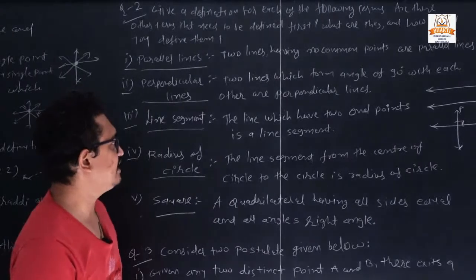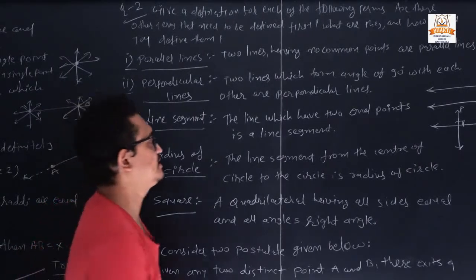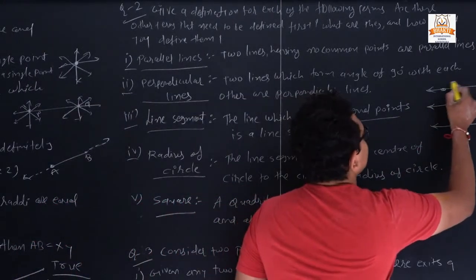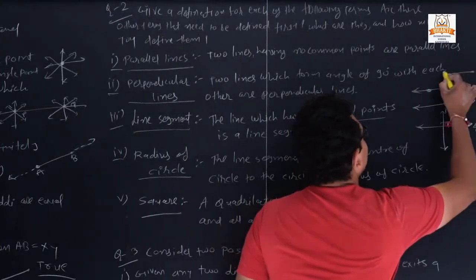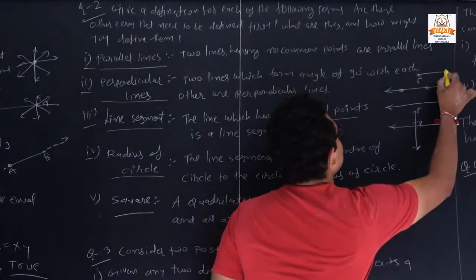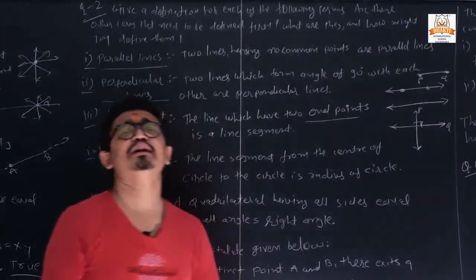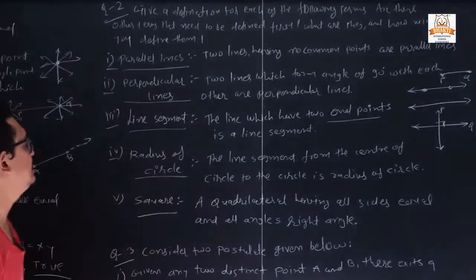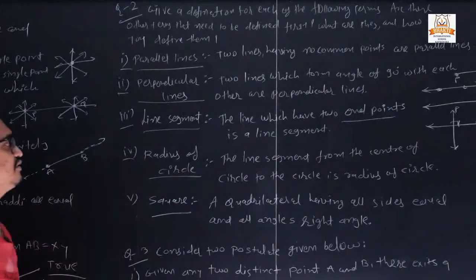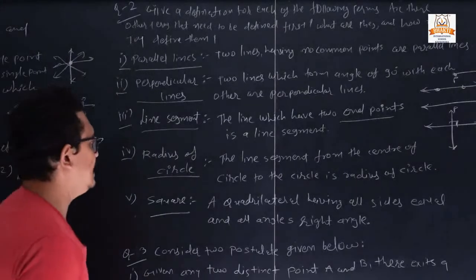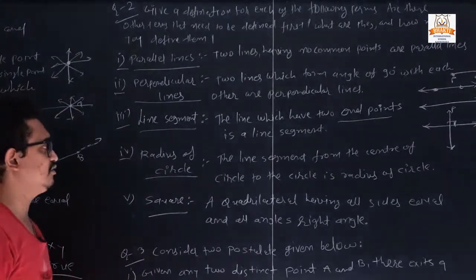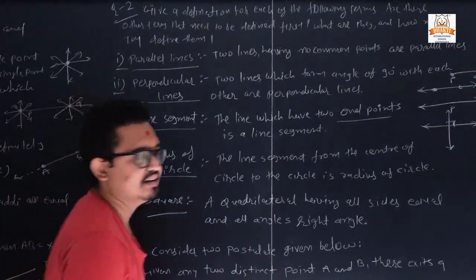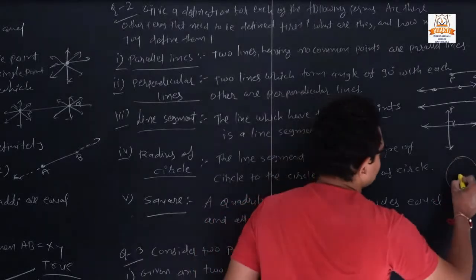Now line segment. A line which has two end points. Suppose here, it is a line segment PQ. So it is a terminated line. It is also called a terminated line. Clear? Now radius of a circle. The line segment from the center of a circle to the circle is called the radius. Clear? So it is called a radius.